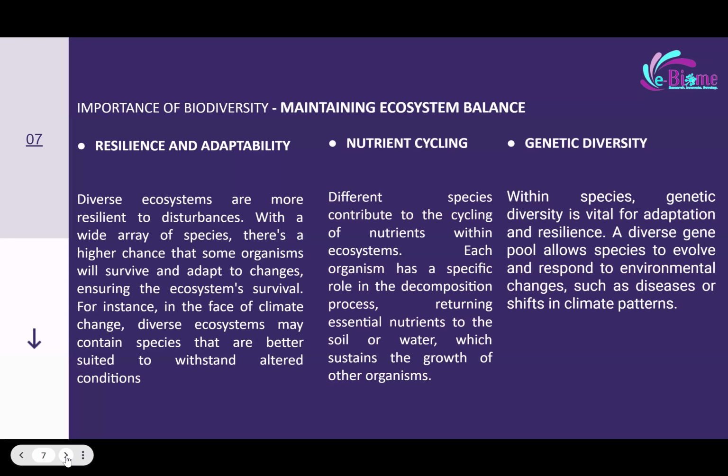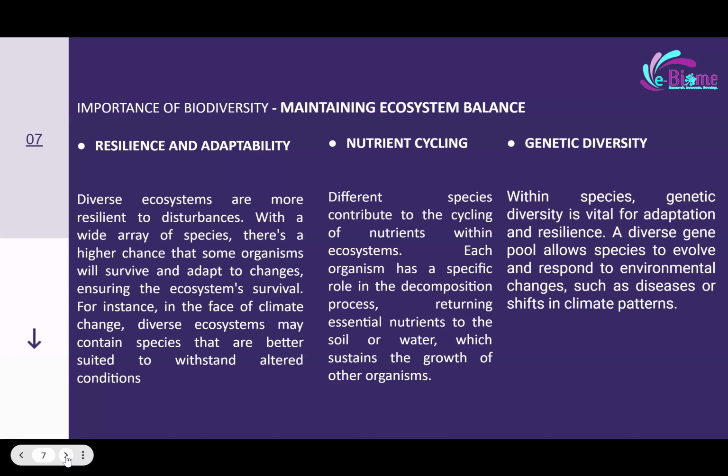And then also, for instance, in the face of climate change, diverse ecosystems may contain species that are better suited to withstand altered conditions. Yes, indeed. And those species ensure that there is resilience in the ecosystem. That means that should there be a shock within the ecosystem, like forest fire, flooding, or drought, these particular resilient species are able to ensure that the survivability of other organisms that depend on them is not destroyed, and that they're able to regrow or regenerate so that those that feed on them will still have a source of survival for themselves.